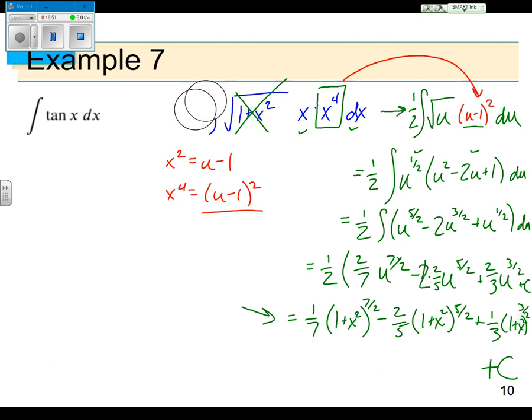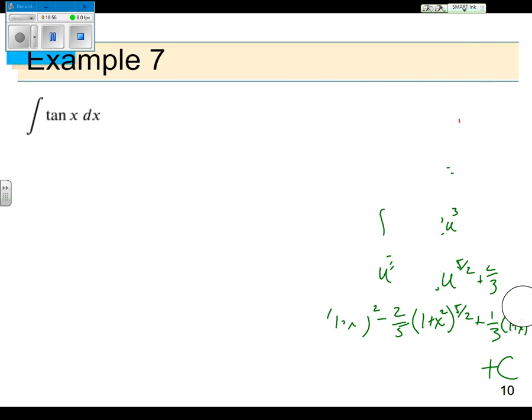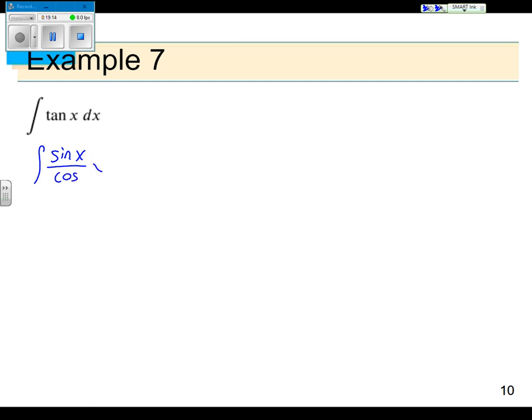All right, you're on your own on this one. You might be looking at it and saying, hey, there's no inside function. We just have to make one. Maybe we should rewrite this tangent. How do we rewrite tangent? Sine over cosine. So I'll let you play with this one. Hit pause on the video. I'll work it out, and I'll meet back up with you.